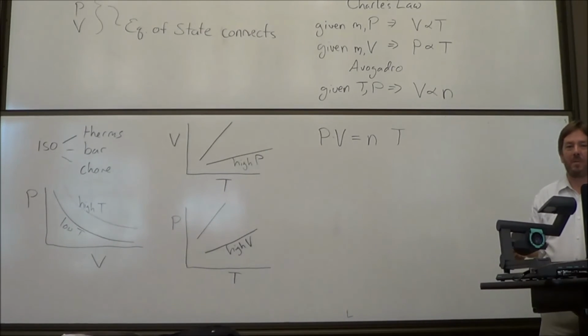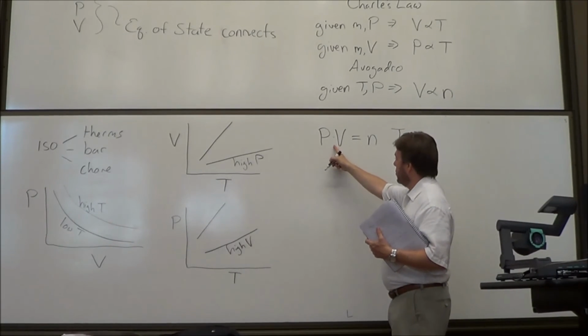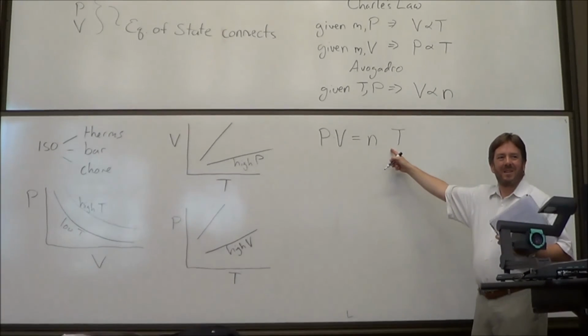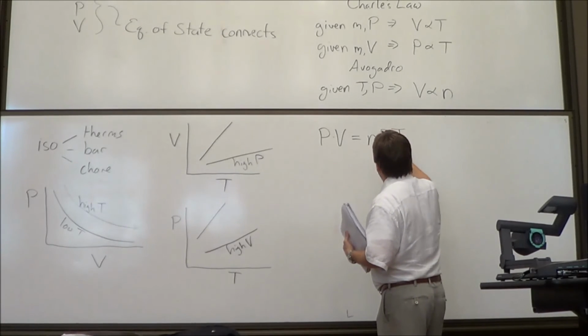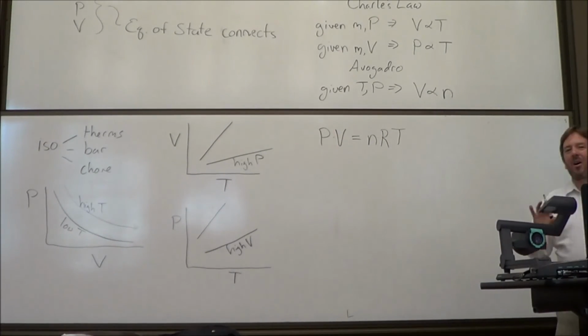Huh? Am I missing something? Okay, here's how to figure it out. Joules, Kelvin, moles. Those units don't work. R's purpose is to make the units work. So nRT, right. But notice that's what R's job is.